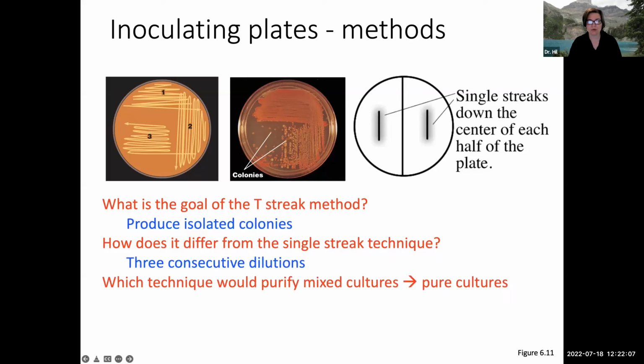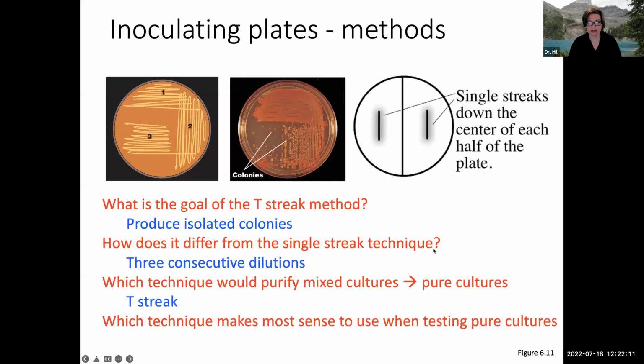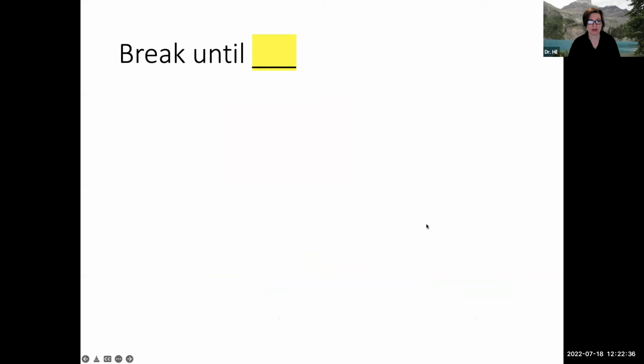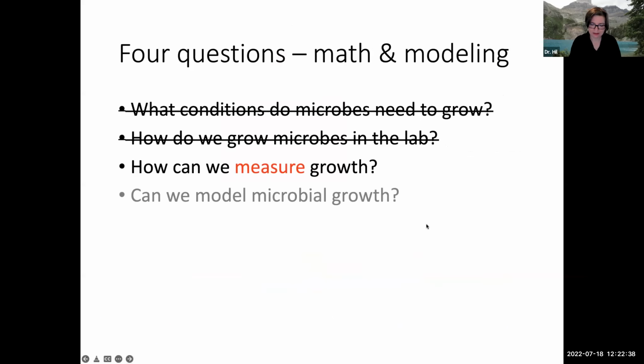And so which technique would purify mixed cultures to pure cultures? Well, that's obviously the T-streak, right? Which technique would make most sense to use when you already have a pure culture and you just want to ask it questions? Correct. If you already have a pure culture, there's no reason to do isolation. Might as well just make a single streak. And so you're going to do that a lot this week. Okay, we're not taking our break. We already had our break, so let's move on.